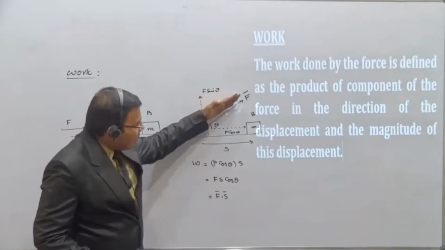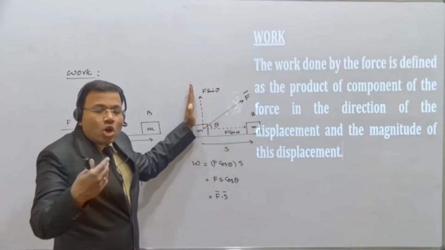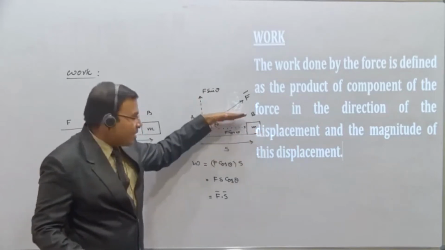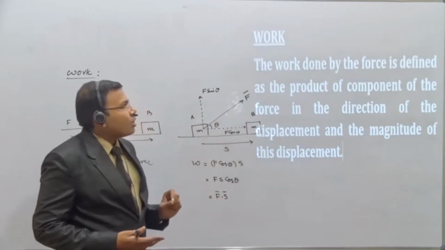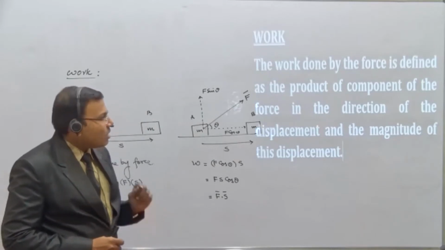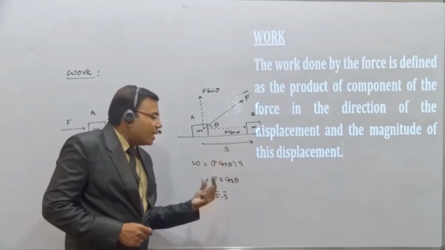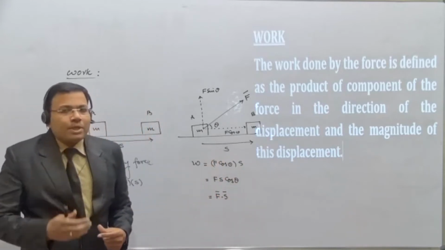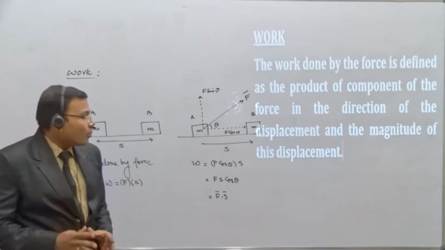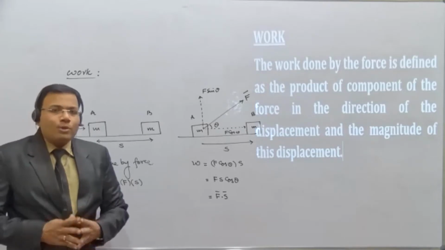Yes, it is. I have resolved this into F cos theta and F sin theta. So which component do I have to take in the direction of the displacement? So it is the product of the component of the force in the direction of the displacement and the magnitude of the displacement. This is the magnitude of the displacement. And from the definition itself, we are coming to a conclusion that it is the dot product of force vector and the displacement vector. I hope the concept is clear.